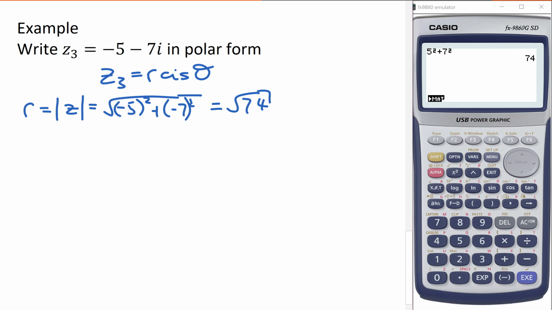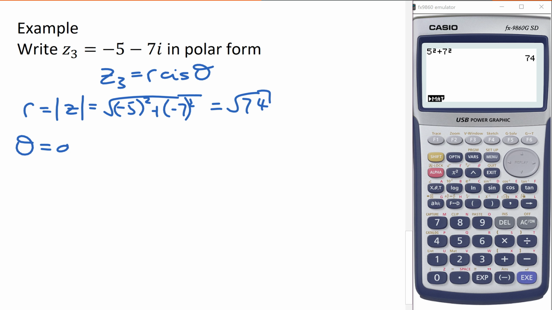Is that easy to turn into a surd? Nice easy surd. Just leave it like that. You can just leave it like that. Are you happy with me leaving it as root 74? Okay.